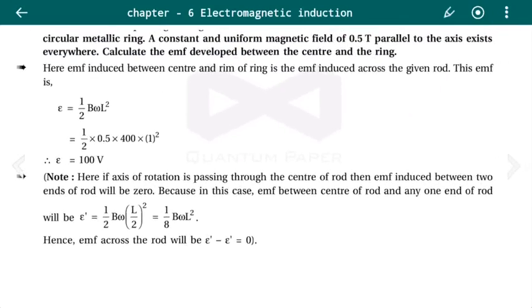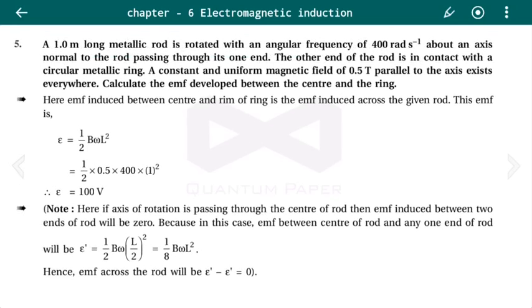Here, if the axis of rotation is passing through the center of the rod, then the EMF induced between the two ends of the rod will be 0, because in this case the EMF between the center of the rod and any one end of the rod will be epsilon dash, that is half B omega (L by 2) whole square, which will be 1 by 8 B omega L square. Hence, the EMF across the rod will be epsilon dash minus epsilon dash, that is equal to 0. So students, you may note down this numerical.